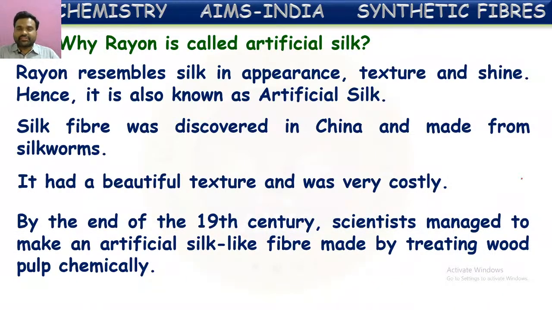By the end of the 19th century, scientists managed to make an artificial silk-like fiber by treating wood pulp chemically. For a long time, China kept this discovery of silk secret. They did not tell the world how silk is prepared, but they made it into fiber and fabrics, and sold them to the world at a higher cost. Because of its smooth texture, people bought it at a higher cost. And finally, after a few years, scientists managed to find out how to prepare this artificial silk in the laboratory from chemicals.